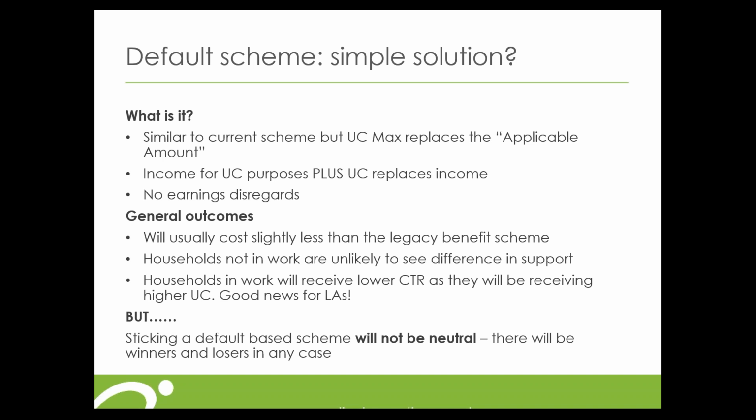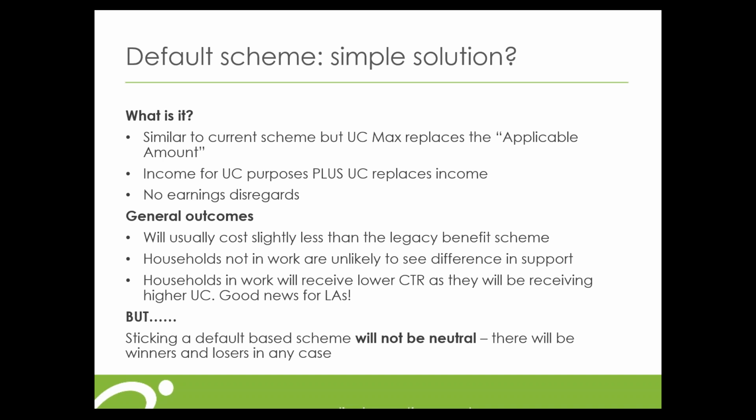Households not in work are unlikely to see a difference in support, but the majority, and we'll come on to the exceptions, households in work, will receive lower CTR, but this is because they're receiving higher universal credit with a retention of the 37% of income.